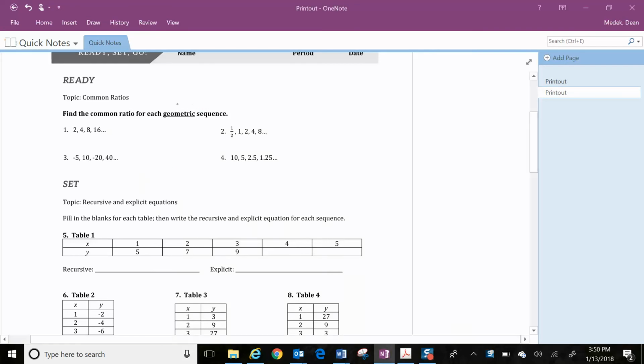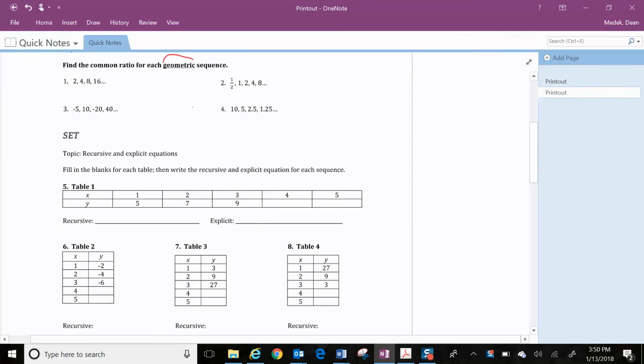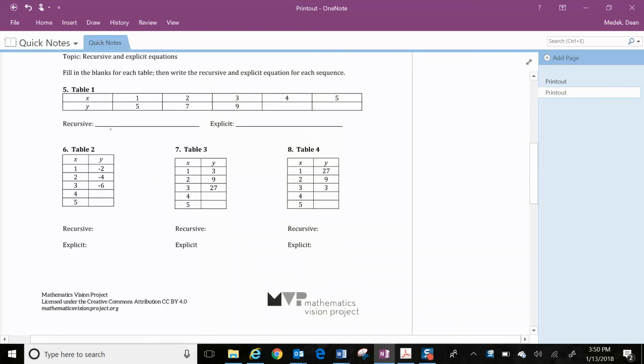This one says they're all geometric, which is a good thing. That means each one is going to have a common ratio, and these are going to be pretty easy. Now these don't say, but it does ask for a recursive and an explicit rule. It depends on whether it's arithmetic or geometric as to what that's going to look like. For recursive, for an arithmetic you're always going to be adding the same thing. For a geometric, it's going to be multiplying by the same thing.